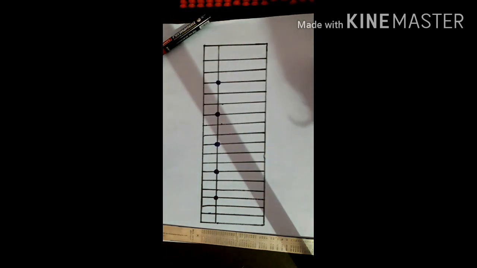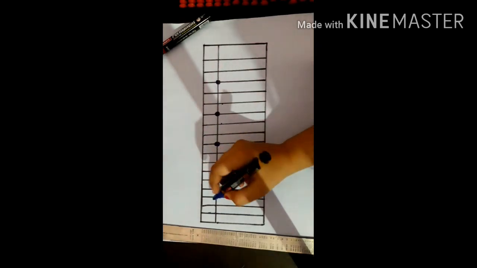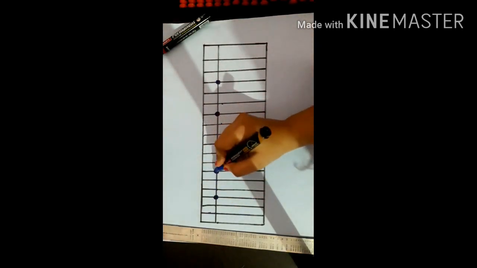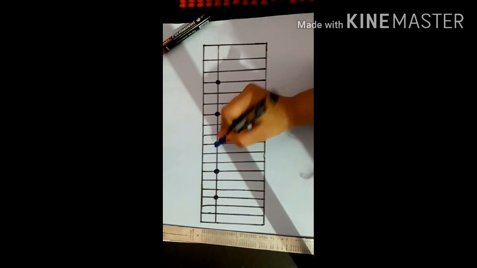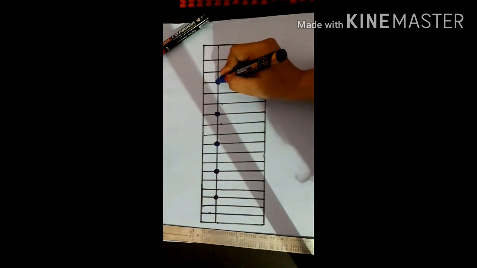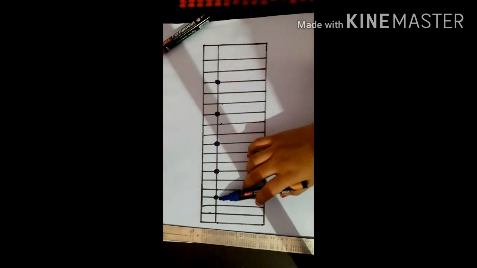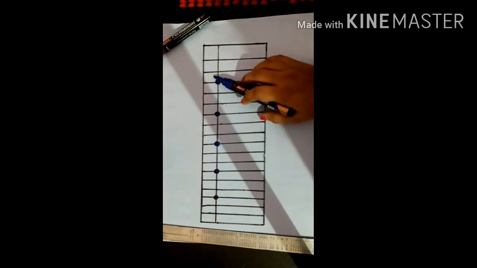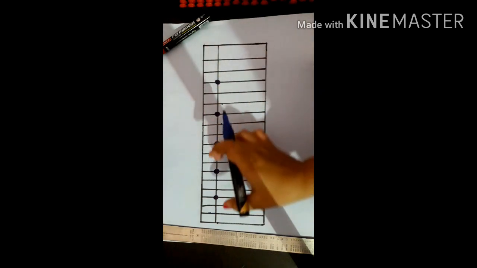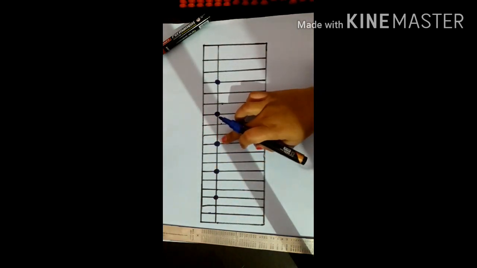So students, how many dots have you made? See, 1, 2, 3, 4, 5 dots you have made. So which is your mid dot? Mid dot means the middle dot. Where is your middle dot, kids? See, 1, 2, 3, 4, 5. This is your middle dot. Two to this side, two to this side, and this is your middle one.